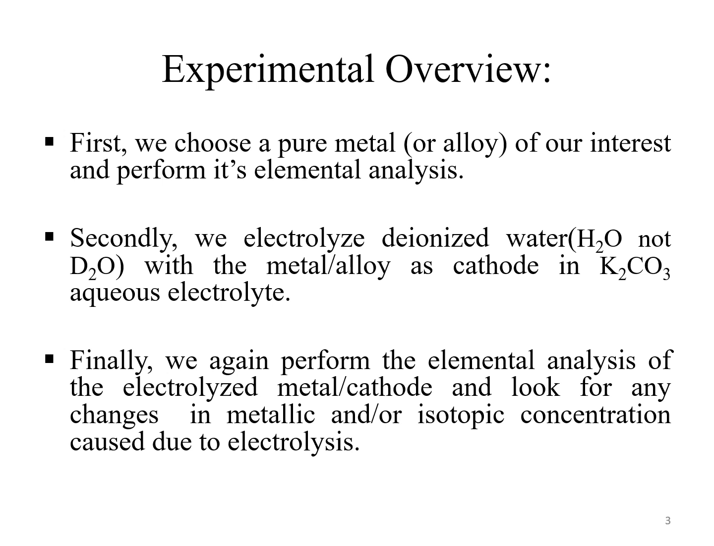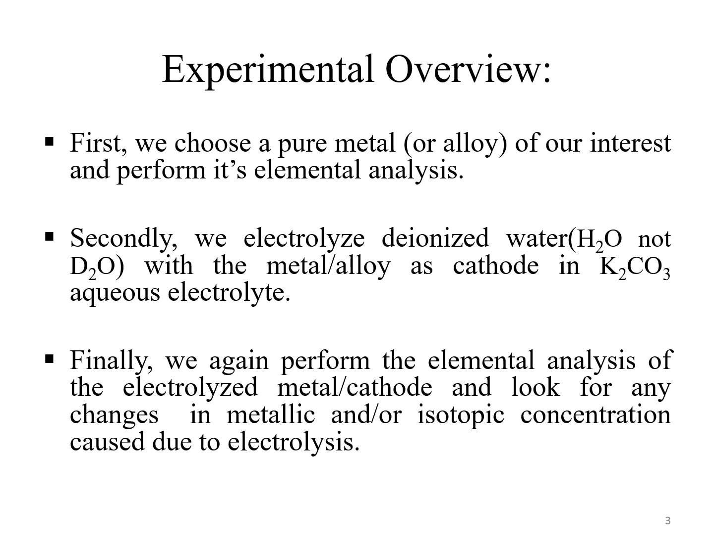This slide shows the major steps involved in the experiment. First, we choose a pure metal or alloy of our interest and perform its elemental analysis using various material characterization techniques. Secondly, we electrolyze deionized water with the metal or alloy as cathode in potassium carbonate aqueous electrolyte. Finally, we again perform the elemental analysis of the electrolyzed metal or cathode and look for any changes in metallic or isotopic concentration of the cathode caused due to electrolysis.